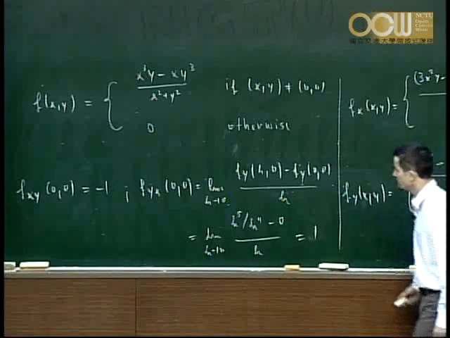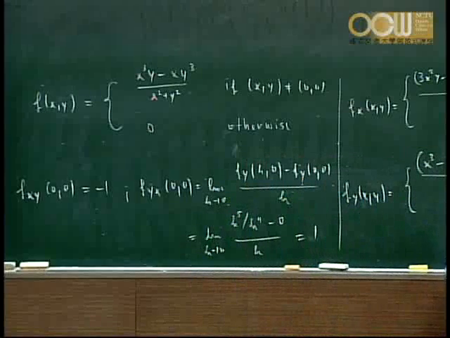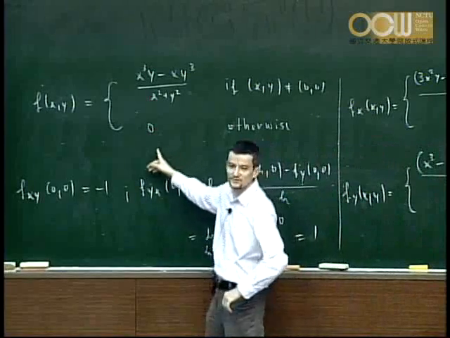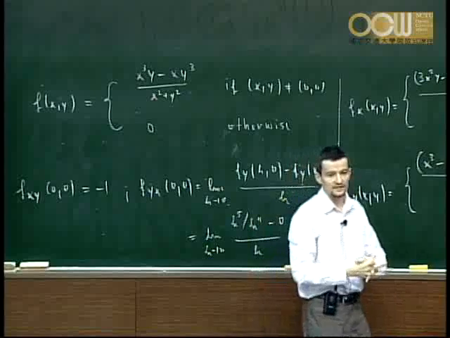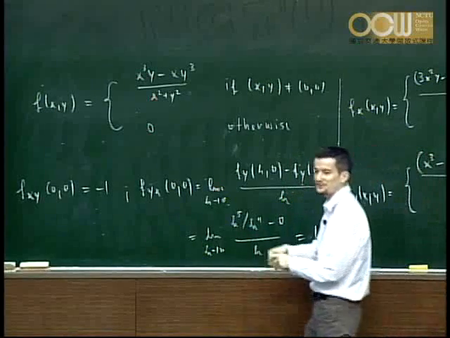So you see, indeed, they are different. One is minus 1 and one is 1. And this means that this function does not satisfy the assumptions of Clairaut's theorem. Now you can check which one is it.